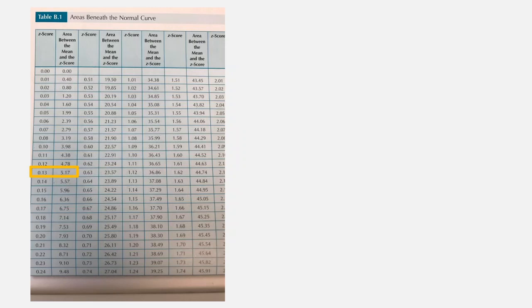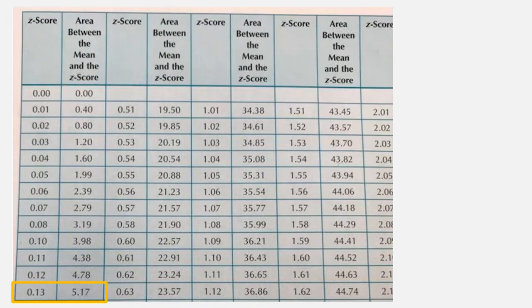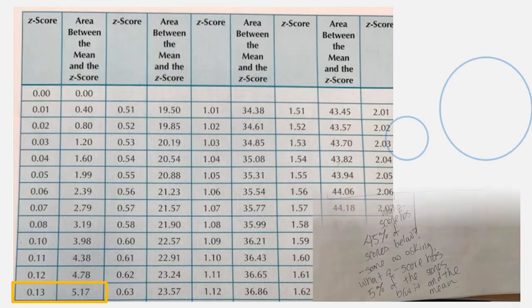Since I knew I needed to find the z-score corresponding to 5% of scores between it and the mean, I now use that area between the mean and z-score column. I locate the percentage that I'm looking for, and then I pull out the corresponding z. Okay, so going in a little bit closer, again, this is what it looks like. This would be the area of the table that got me that answer.